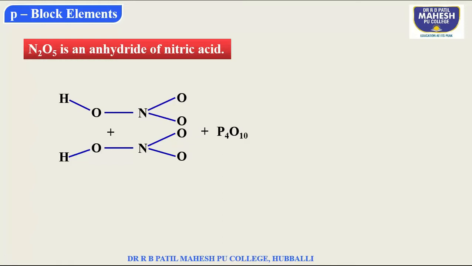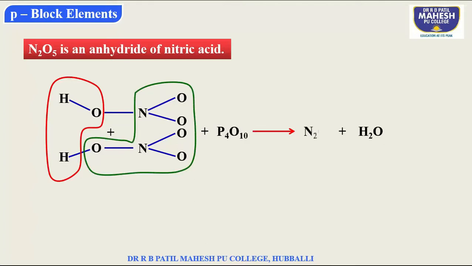To remove a water molecule, we require a dehydrating agent. The best dehydrating agent that we can use is tetraphosphorus decaoxide, P4O10. So after removing water, we are going to get dinitrogen pentoxide.